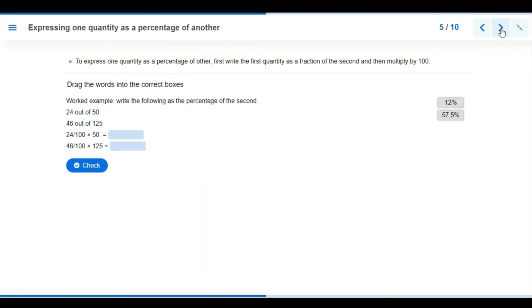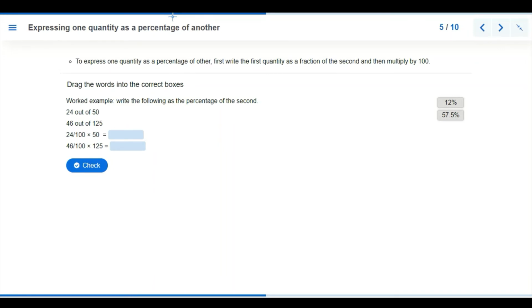To express one quantity as a percentage of another, first write the first quantity as a fraction of the second, and then multiply it by 100. So what we're going to be doing is this. Looking at the example here, we are writing 24 out of 50, and the second one is 46 out of 125. So we need to express 24 as a percent by multiplying by 50. Then the second one, we are expressing 46 by 100, and multiplying by 125. Let's solve together and see.